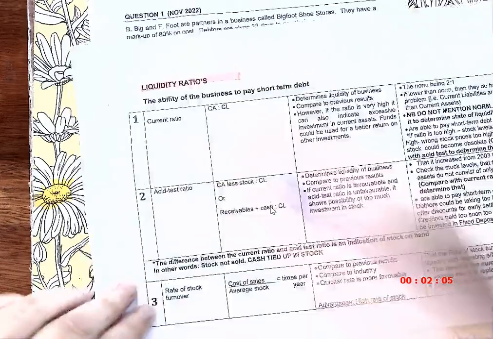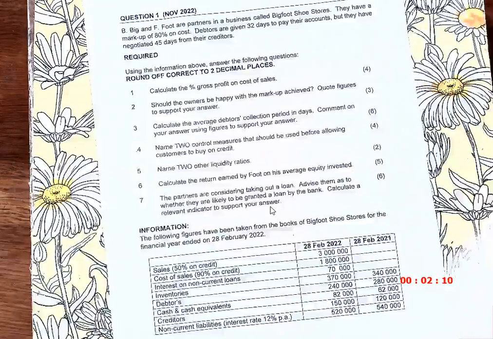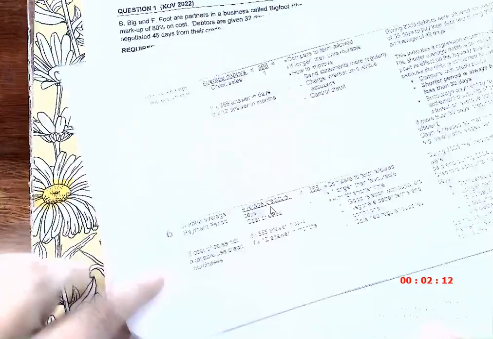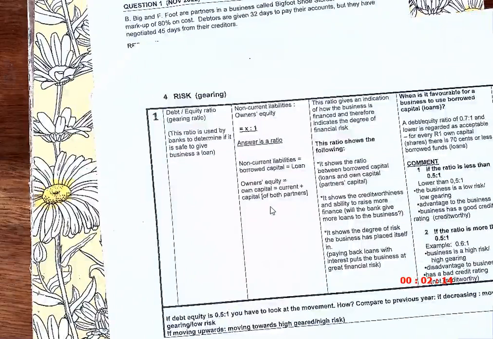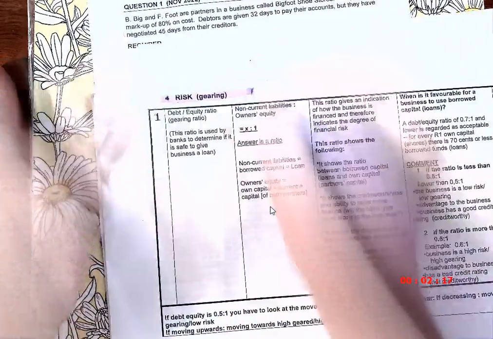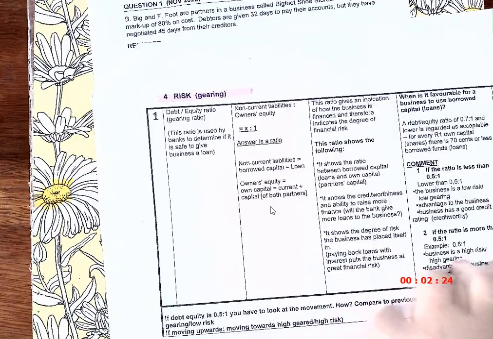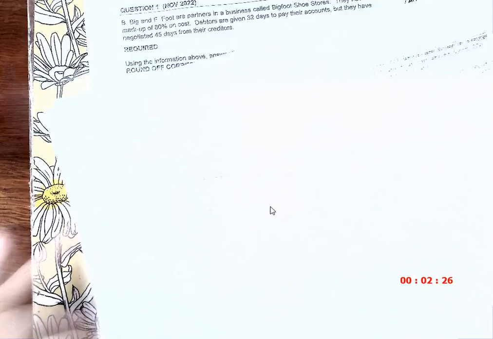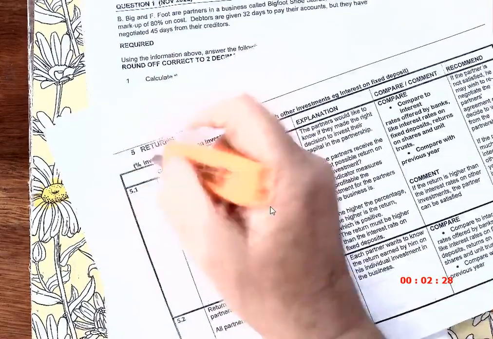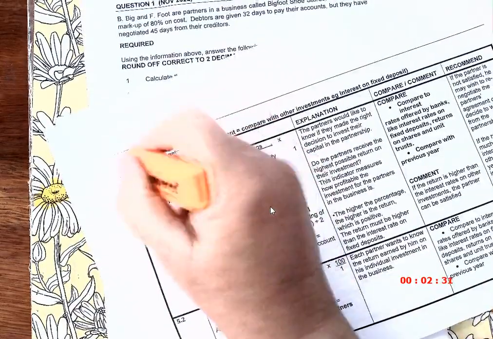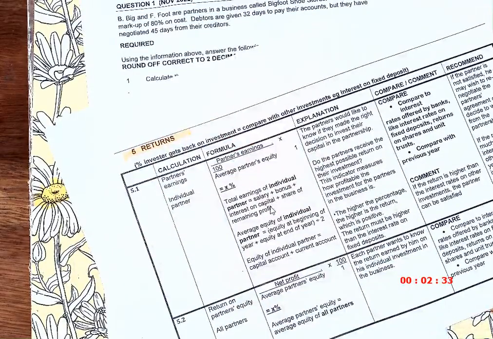Okay? 1, 2, and I already numbered it, 4, 5, 6. Then we've got risk or gearing, which has only 1 ratio. In grade 12, you're going to learn another one. And then we've got returns. Now returns actually only has 1 ratio for the partnership in total, but you can also do it per partner.